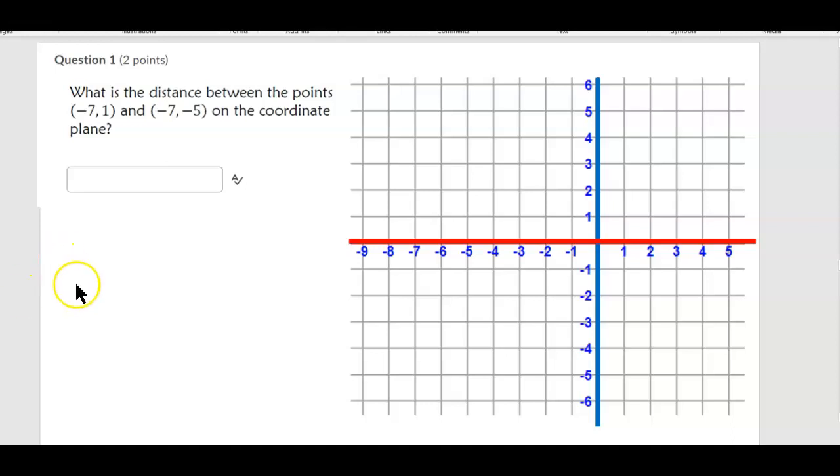FSA Quiz 5. Number 1. What is the distance between the points -7, 1 and -7, -7 on the coordinate plane?